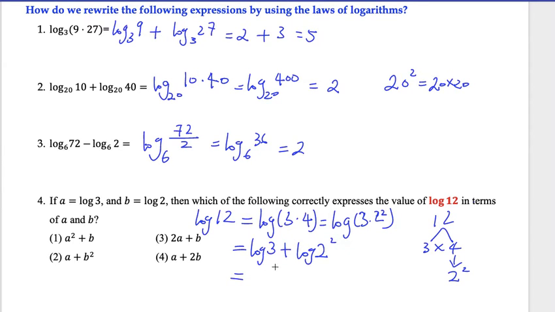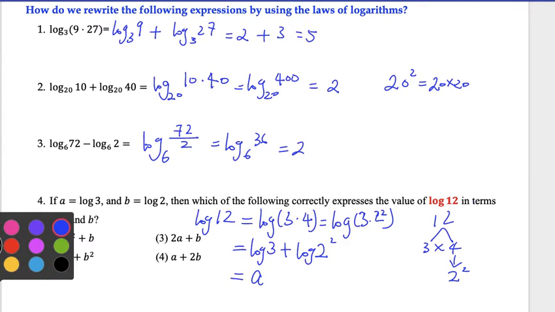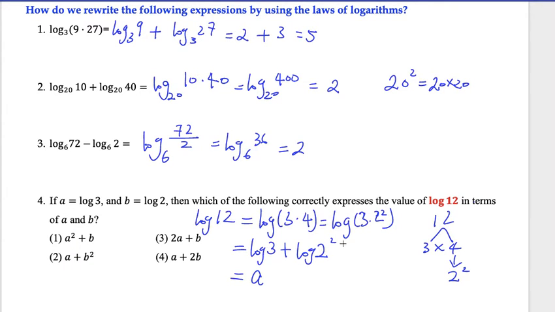So some student might say, can I just say this is log 3, which is a. Log 2 squared, can I just write down b squared? Be careful with this part. I'm going to use a different color. So remind you, if this is log 2 squared, we can easily rewrite this part. We move the little 2 in the front, so it becomes 2 times log 2. Remember, it's not b squared. It's 2 times log 2. Remember, log 2 is b, so it's going to be 2 times b. So we actually write this as a plus 2b.